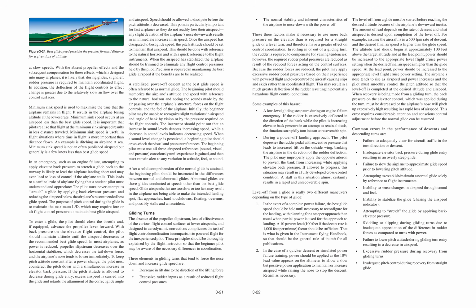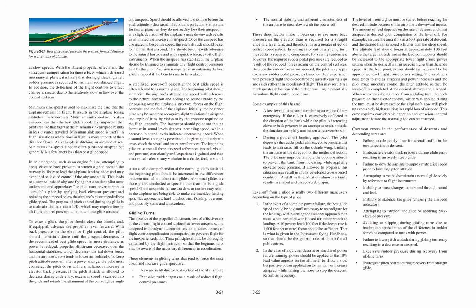To enter a glide, the pilot should close the throttle and, if equipped, advance the propeller lever forward. With back pressure on the elevator flight control, the pilot should maintain altitude until the airspeed decreases to the recommended best glide speed. In most airplanes, as power is reduced, propeller slipstream decreases over the horizontal stabilizer, which decreases the tail-down force, and the airplane's nose tends to lower immediately.